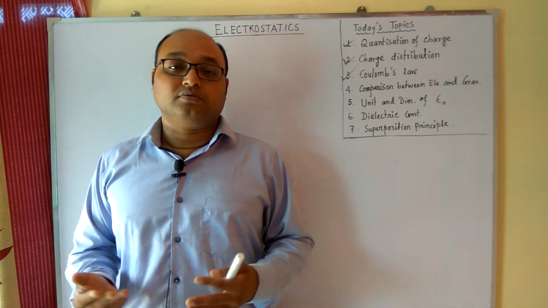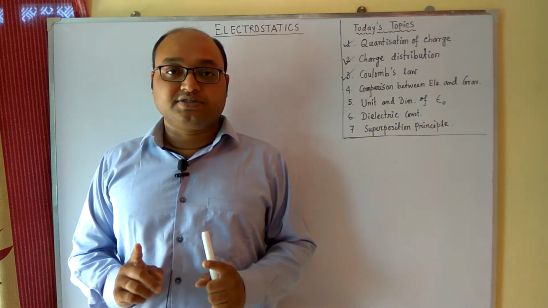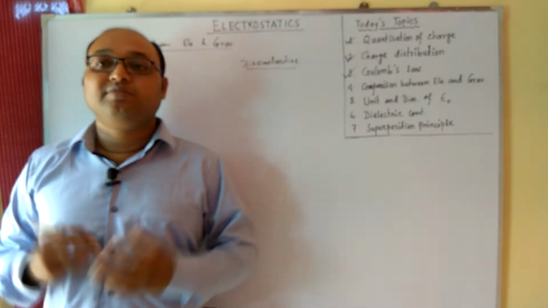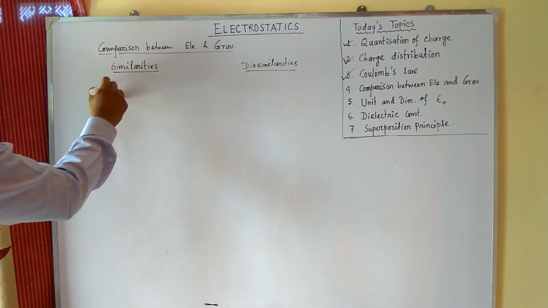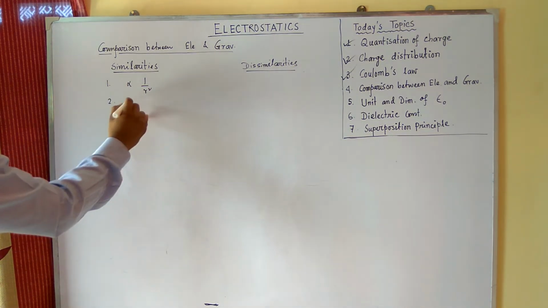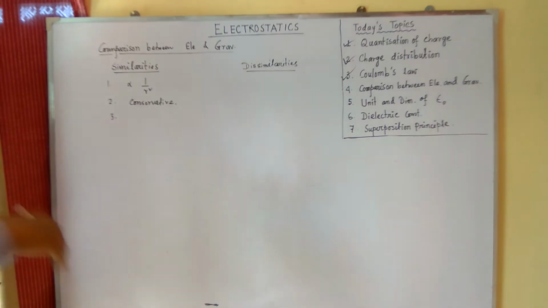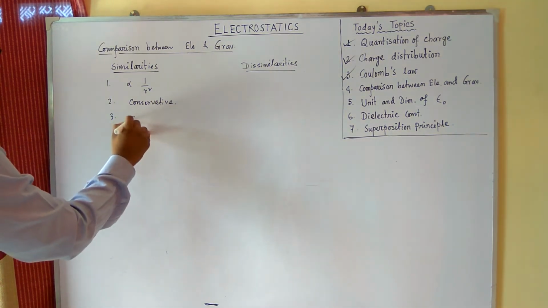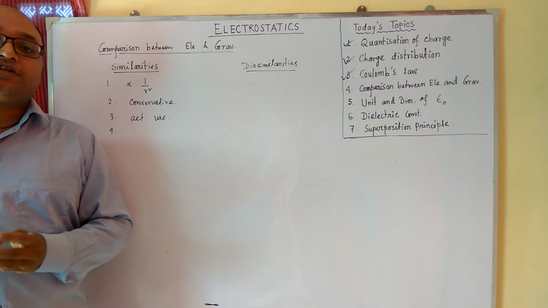Coulomb's law, rather the electrostatic force, and gravitational force. First of all, we will discuss the similarities between the two forces, then we will discuss the dissimilarities between the two forces. So, the similarities between the two forces are here. Number one, both of the forces obey the inverse square law, that is, both of them are proportional to 1 by r square. Number two, they both are conservative. Number three, both the forces act in vacuum also. Similarly, number four is both the forces are central forces.